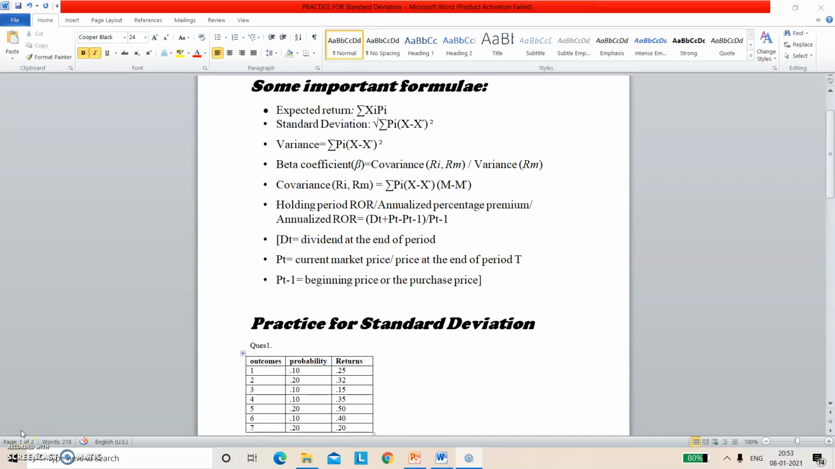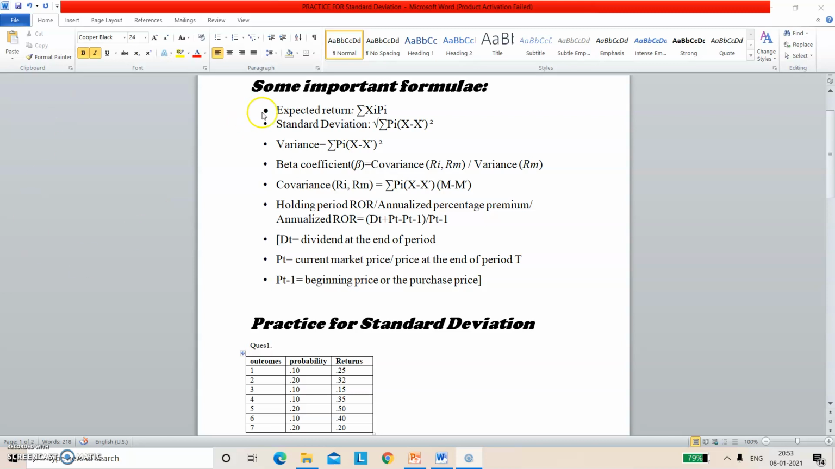Hello students. Today the topic to be discussed is the standard deviation. After doing the expected return, the next numerical, practical part to be discussed is the standard deviation. So basically, what is standard deviation? As the name suggests, standard deviation means that you are deviating from your standards. Whatever standard your investment has been perceived to have, it is not coming up to the mark. You are deviating from your standards.